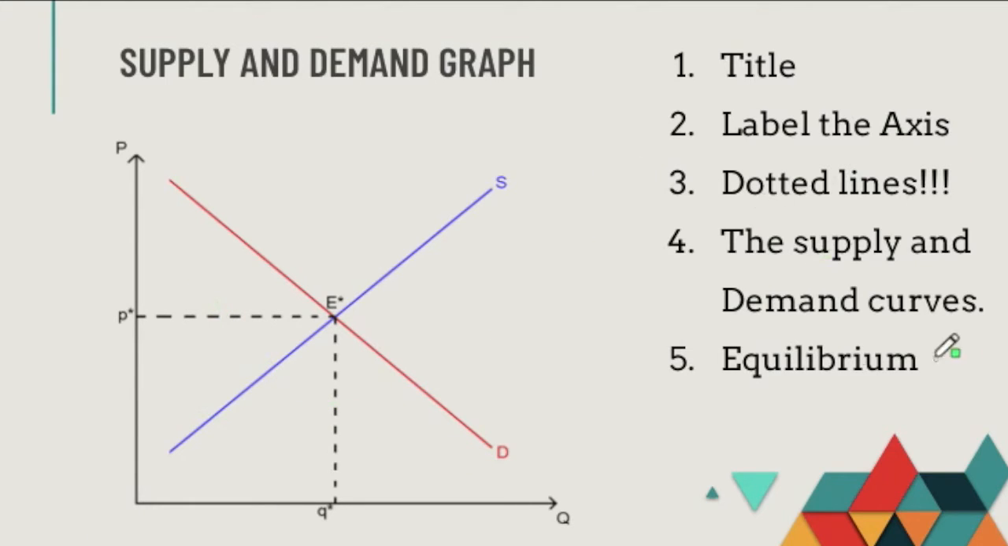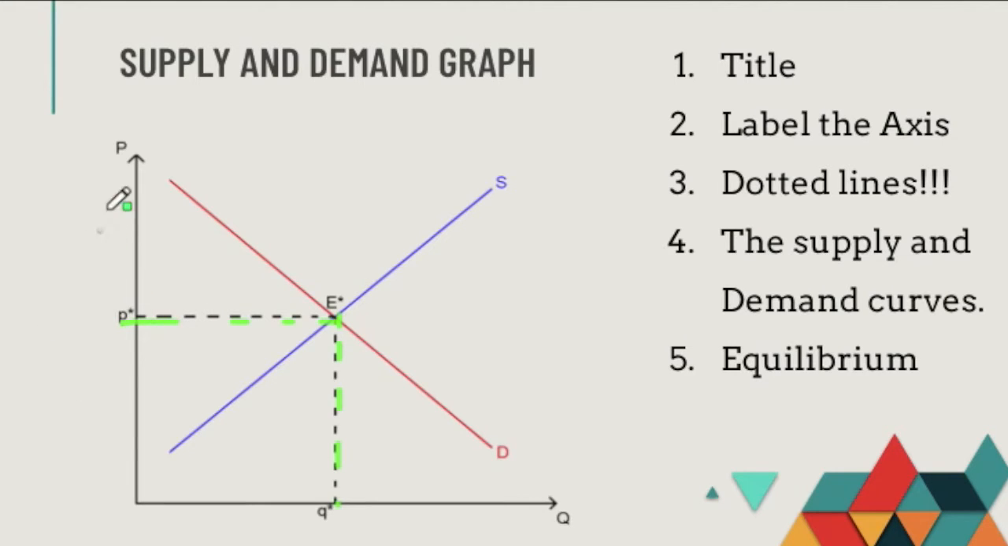All right, dotted lines and equilibrium. Equilibrium is going to be the point where the sellers and the buyers agree, where the supply curve meets the demand curve. And in order to find the equilibrium price and the equilibrium quantity, you can draw dotted lines from the equilibrium point to each of the axes.